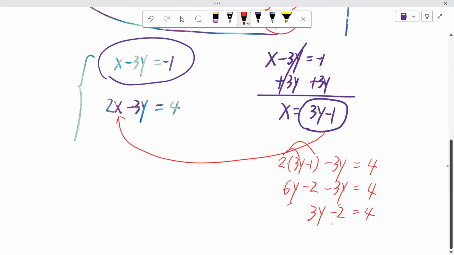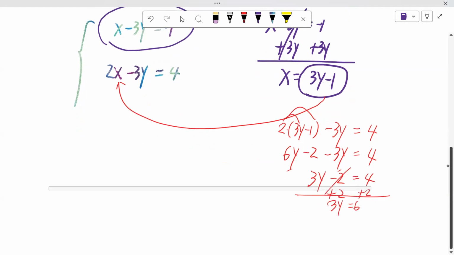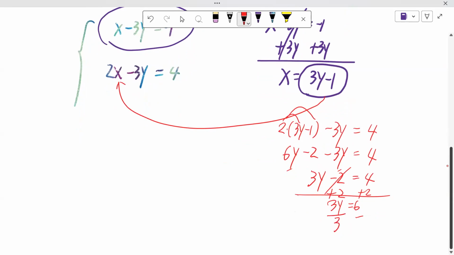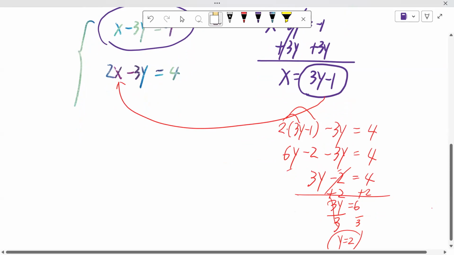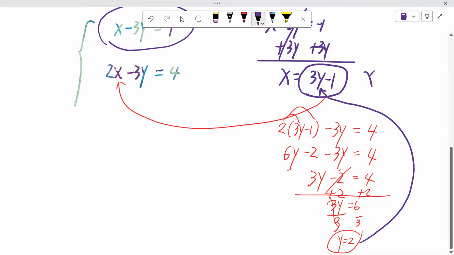And from there, we just add 2 to both sides of the equation. Cancel the 2, 3y equal to 6. Now divide both sides of the equation by 3, y equal to 2. And then once we have the y value, we can find the x value because we're going to plug back into here, right? And so x equal to 3y minus 1, 3 times 2 minus 1. So 6 minus 1, that's 5. So 5 and 2.